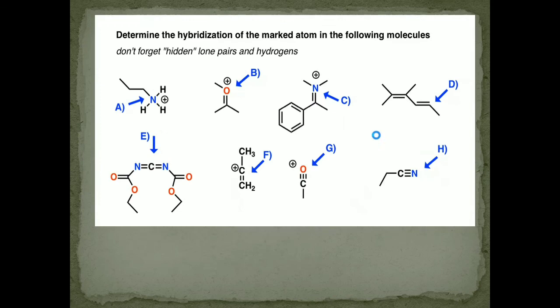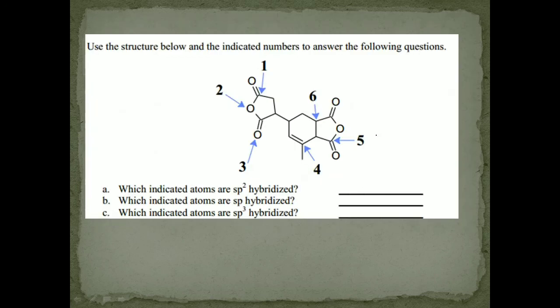So here in this case, next here also some examples. Do it yourself and give the answers in the comment box. And this one also: use the structure below and indicated numbers to answer the following. So here you can see again, this is an sp2 carbon and this oxygen is an sp2 oxygen, because the lone pair of electrons is involved in resonance, like that. So put your answers in the comment box.